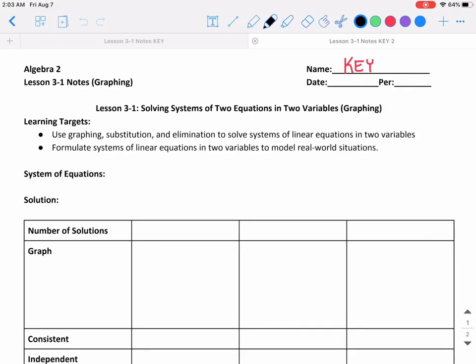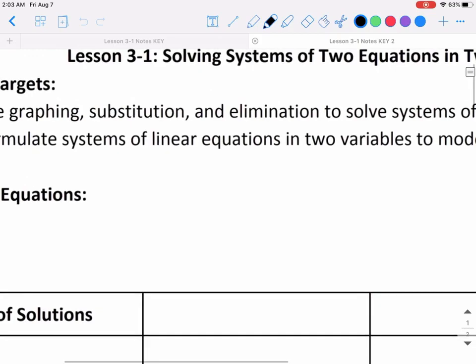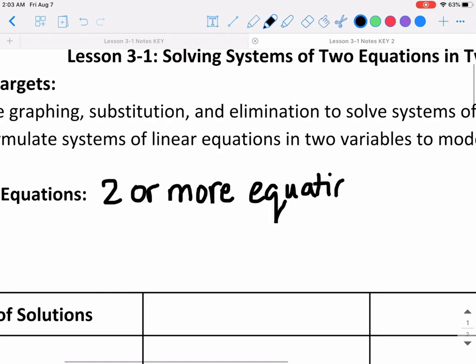In this video, I'm going to talk about solving a system of equations by graphing. Just as a reminder, a system of equations just means two or more equations that you're looking at the same time.